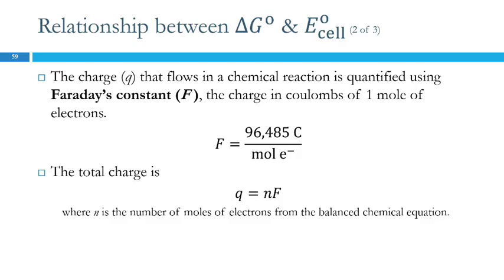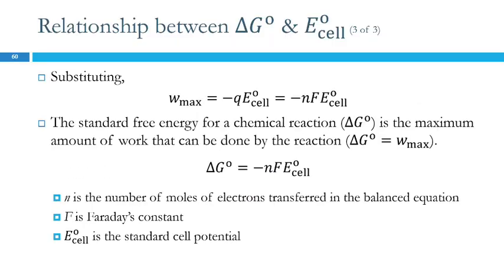So on Monday, when we were adding equations and adding potentials, we didn't multiply the potentials by a coefficient, right? We just added them. If the equations were doubled, we said, we'll take care of that later. This is where the later comes in. This is where the number of moles of electrons becomes important. So we can substitute, so the maximum work equals negative Q times the cell potential. We just said that Q was N times F.